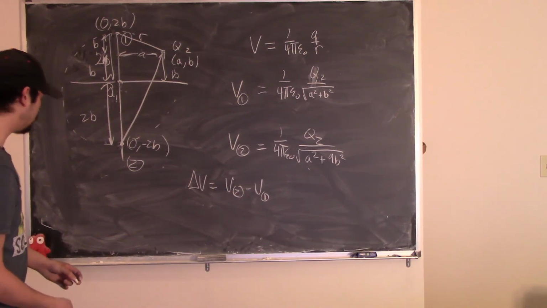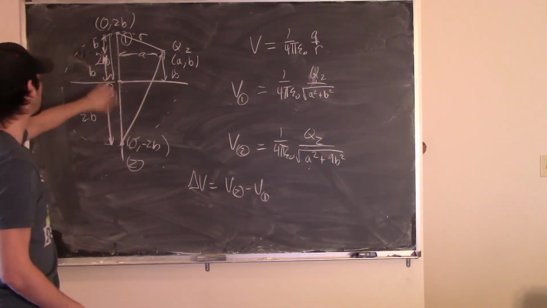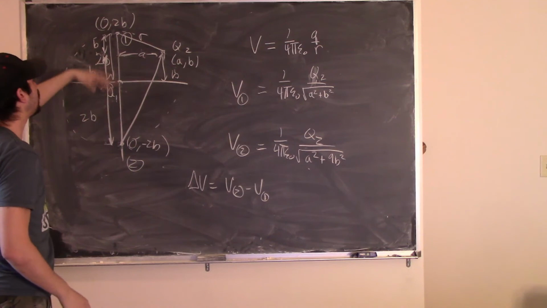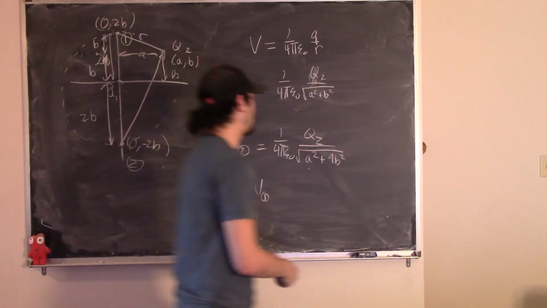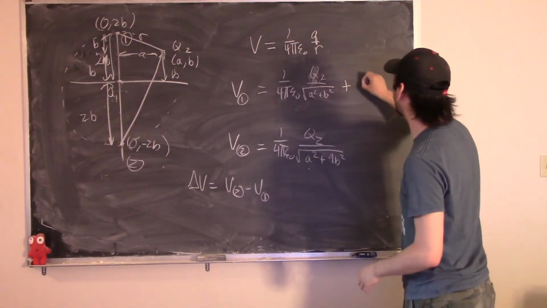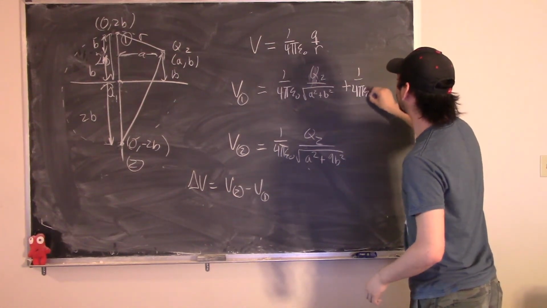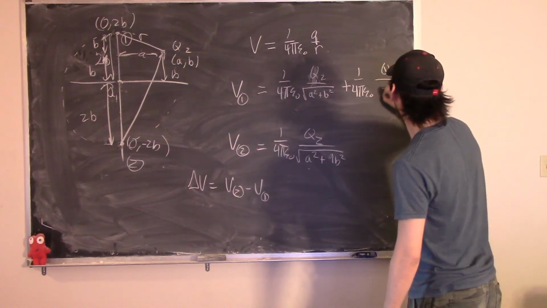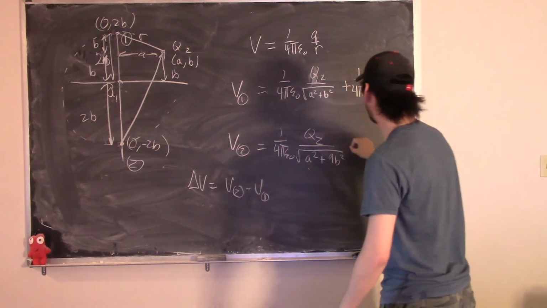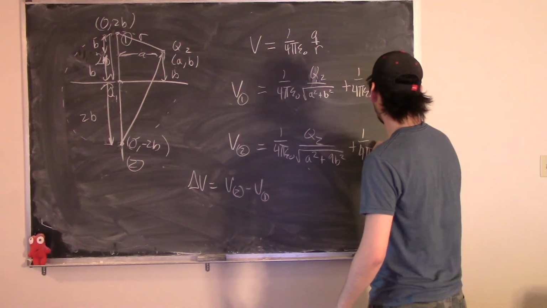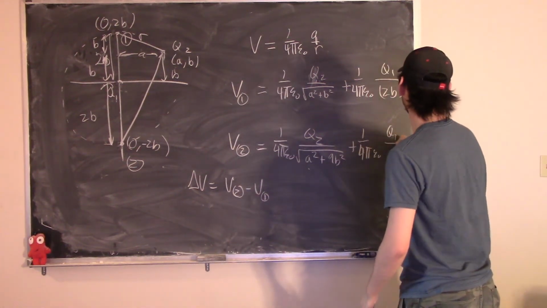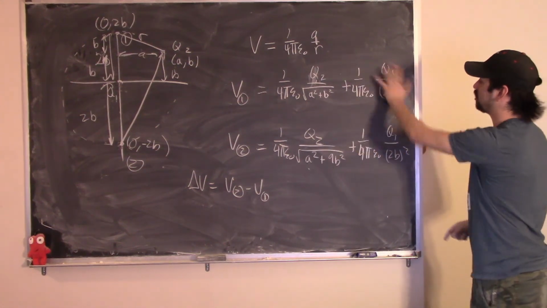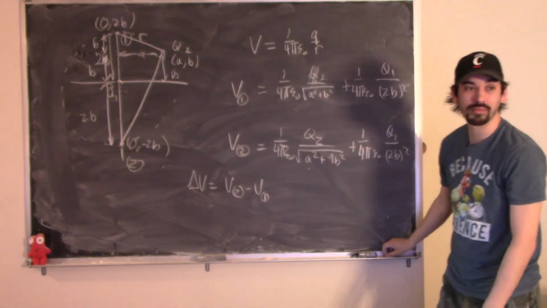And like I said, you might not have noticed or realized that there was some symmetry to apply here, but all that would end up doing is you would have an extra term for both of these. You have an extra term, 1 over 4 pi epsilon naught Q1 divided by 2B, and then plus 1 over 4 pi epsilon naught Q1 divided by 2B. And when you take the difference, these two terms are going to cancel each other.